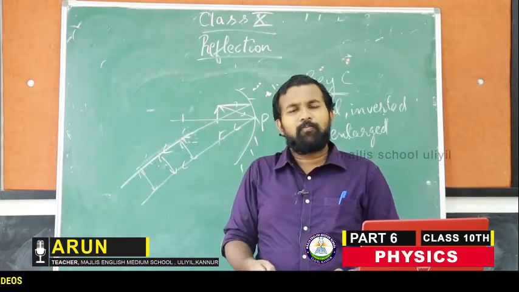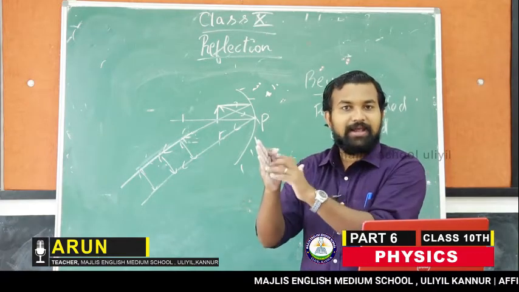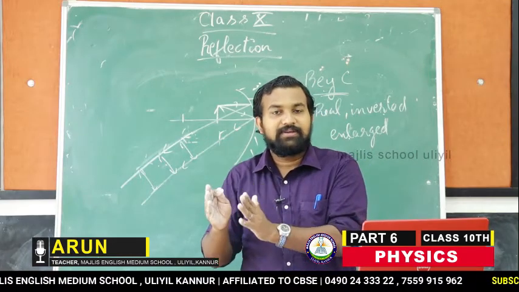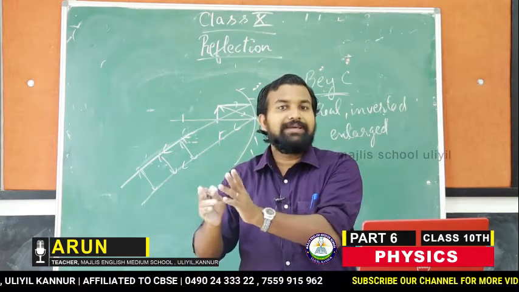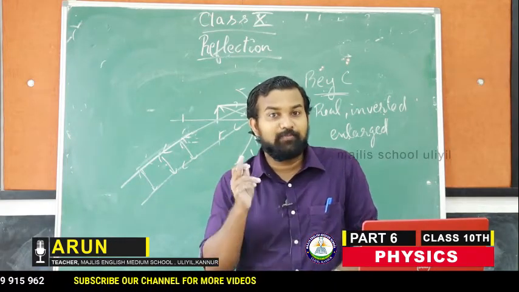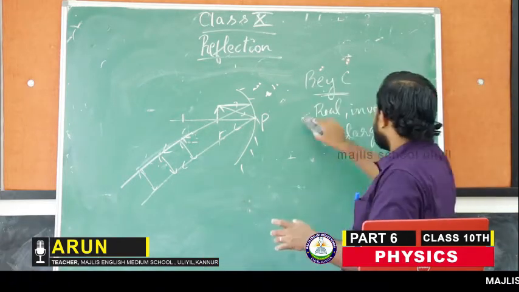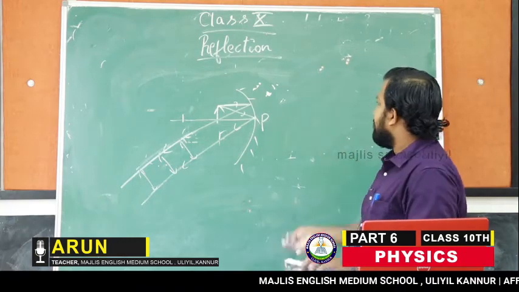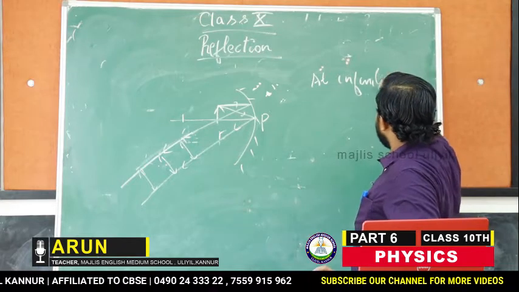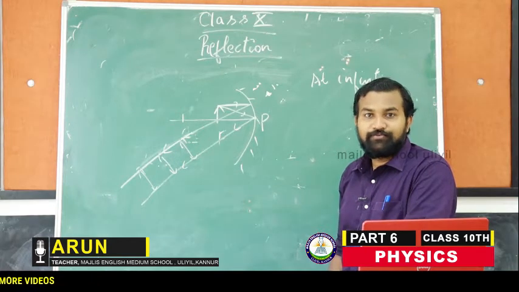So just think the opposite case. If the rays are moving parallel with each other, the reflected rays are parallel with each other, where will they intersect? We will imagine that there is a possibility to meet at infinity, isn't it? So the image will be formed here at infinity.